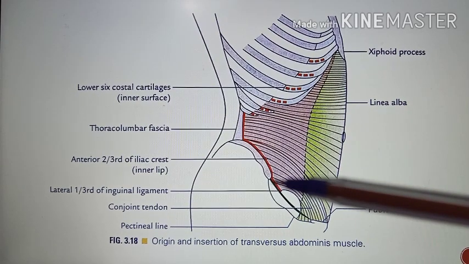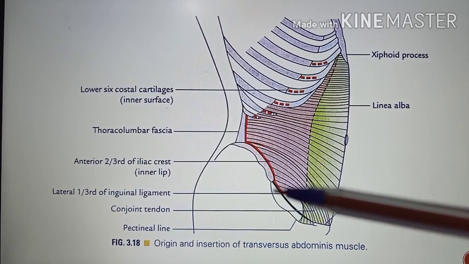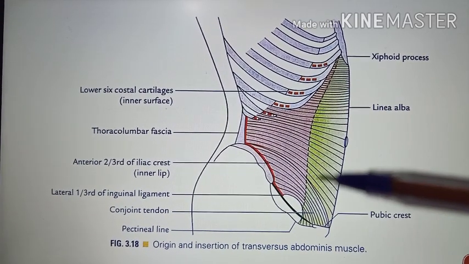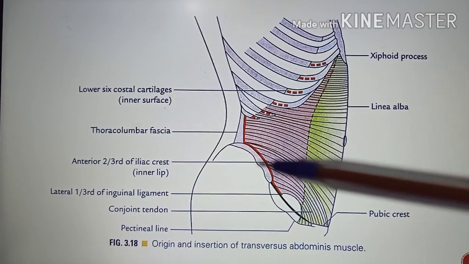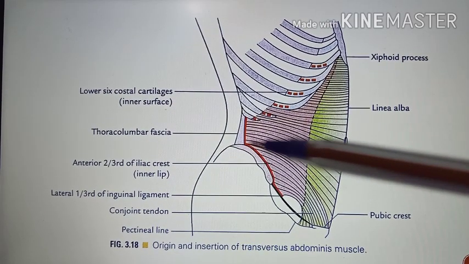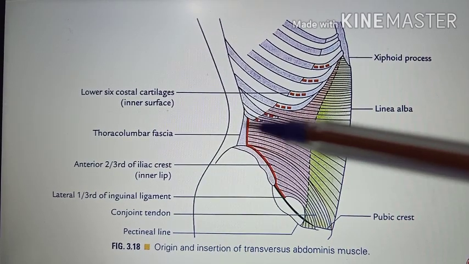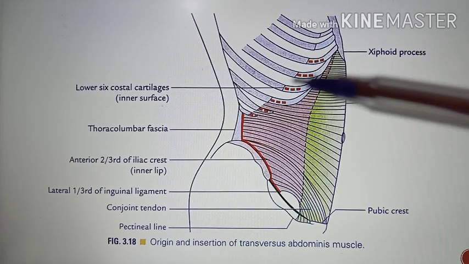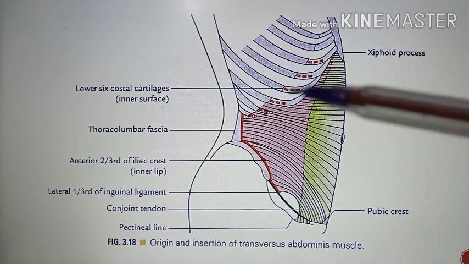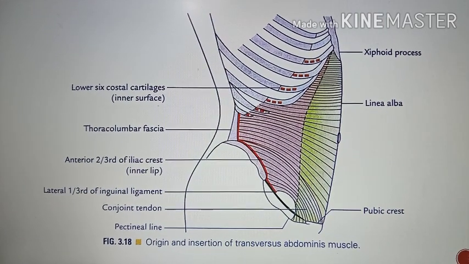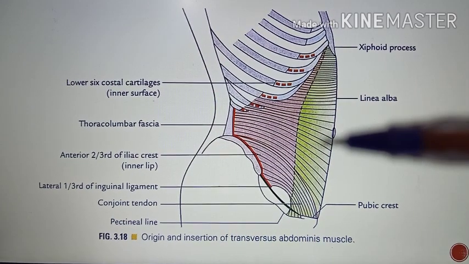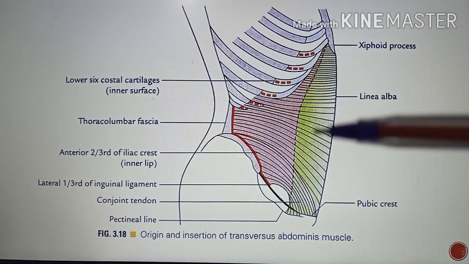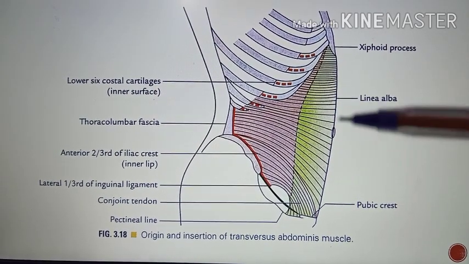Origin one is from the lateral 1/3 of the upper surface of the inguinal ligament. Second is from the inner lip of the anterior 2/3 of the iliac crest. Third is the thoracolumbar fascia. Fourth is the inner surface of the lower 6 ribs and their costal cartilages. Then coming to the insertion, most of the fibers run horizontally and end in a broad aponeurosis which is inserted into the linea alba.